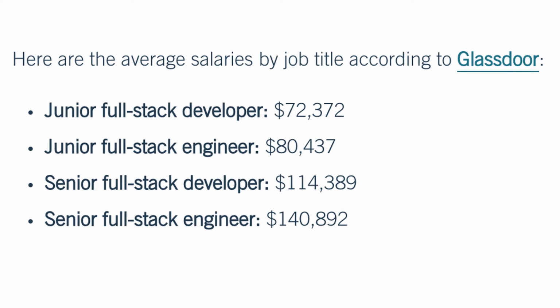So as you can see, a senior full stack developer earns $114,000, 114,000 times 15, which is about 1.7 million. And of course, as you keep gaining more experience, you'll just start earning more and more, right? Well, I feel like this is pretty amazing. It's a really good sign.